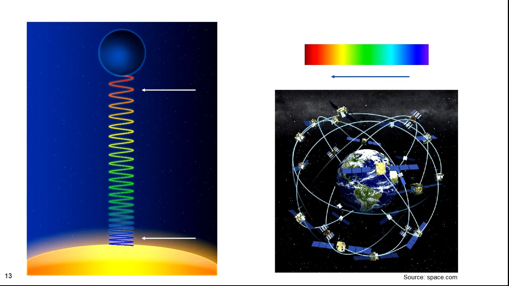Accurate time is vital for navigation. GPS satellites have very accurate atomic clocks on board. In order to stay in sync with clocks on the ground, however, they have to be slowed down.